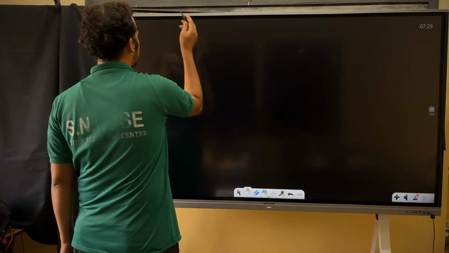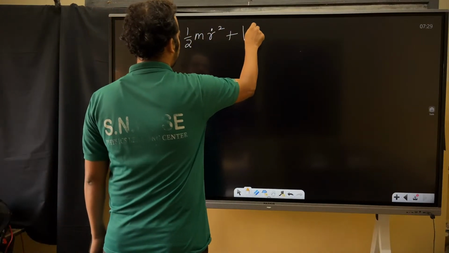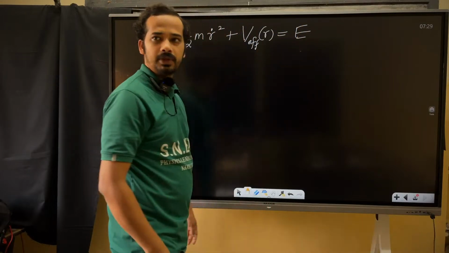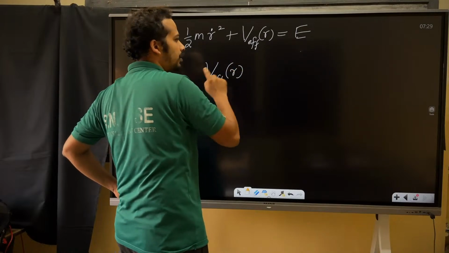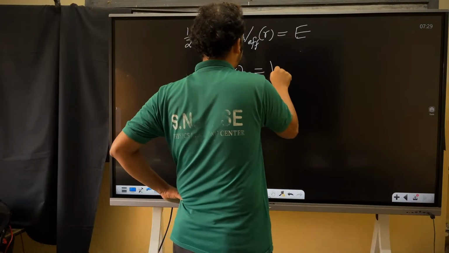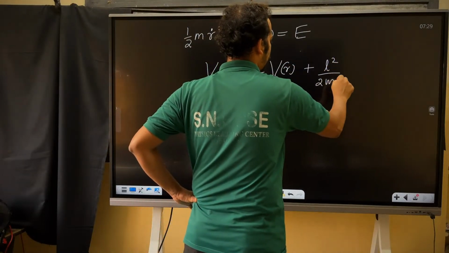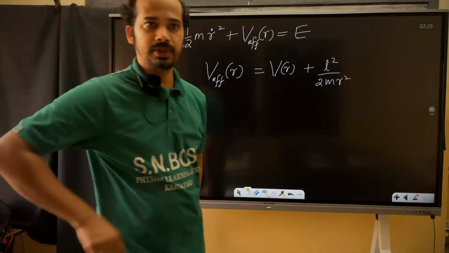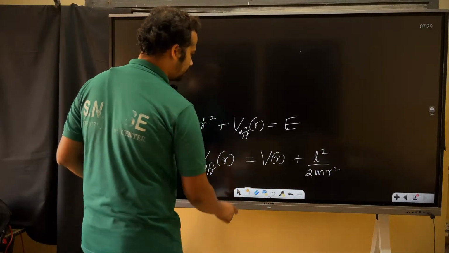Do you remember? Half m r dot square plus V effective of R is equal to the total energy that is conserved. Am I right? Do you remember what this V effective is? The equivalent one-dimensional problem, we discussed it like that. That's equal to V of R plus L square by 2m r square. This is helpful in other problems, when you write only in terms of radial distance.